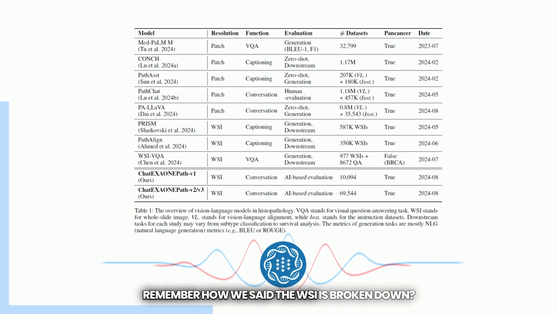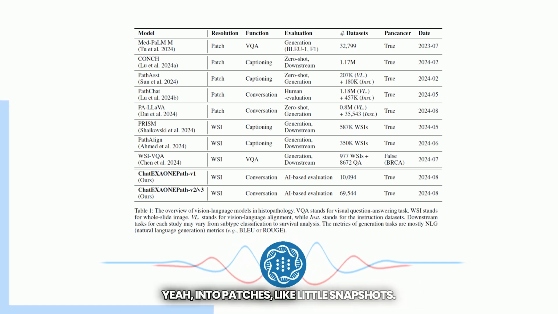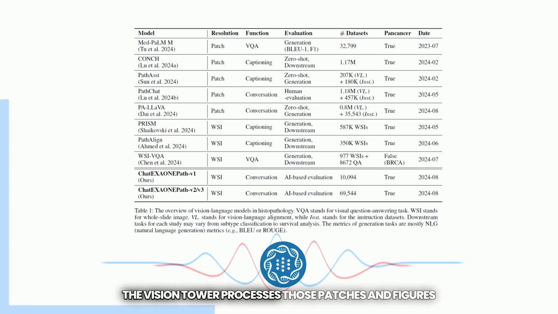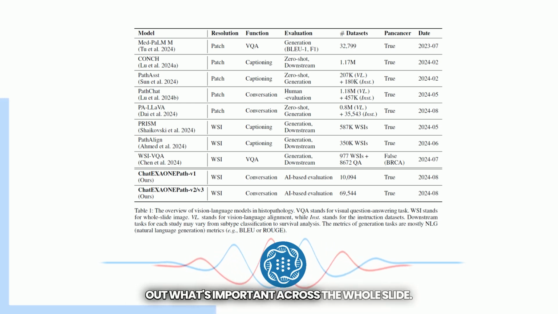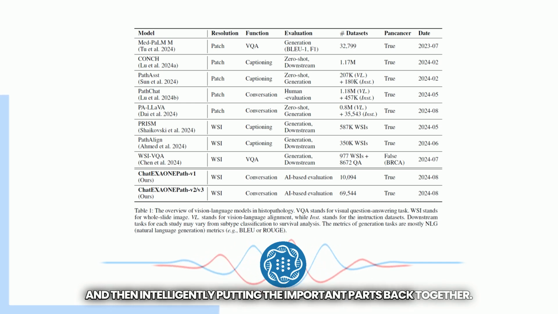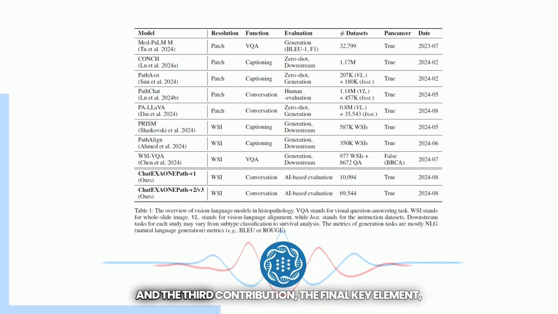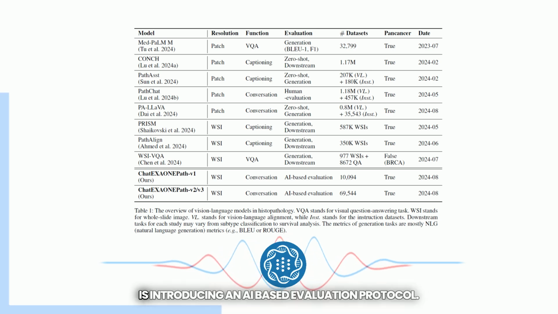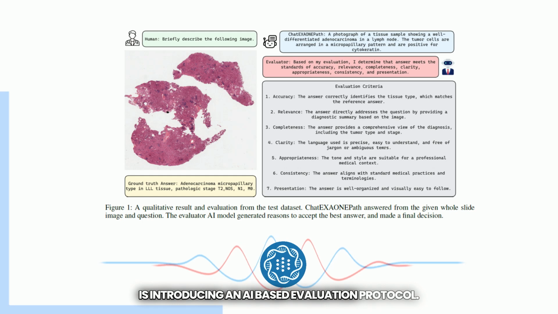Remember how we said the WSI is broken down? Yeah, into patches, like little snapshots. The vision tower processes those patches and figures out what's important across the whole slide. Got it. Taking these massive images, breaking them down, analyzing the bits, and then intelligently putting the important parts back together. Makes sense. And the third contribution? The final key element is introducing an AI-based evaluation protocol.